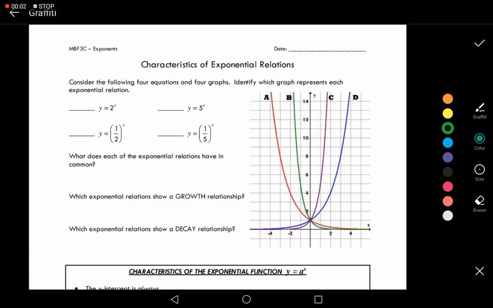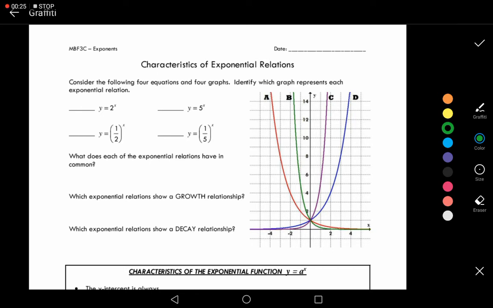This is the fourth lesson on Unit 5, Exponents. Specifically in this lesson, we'll be discussing characteristics of exponential relations. So just to start off with a bit of a review here, it says consider the following 4 equations and 4 graphs. Identify which graph represents each exponential relation.